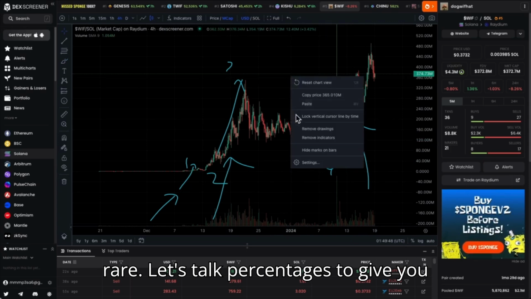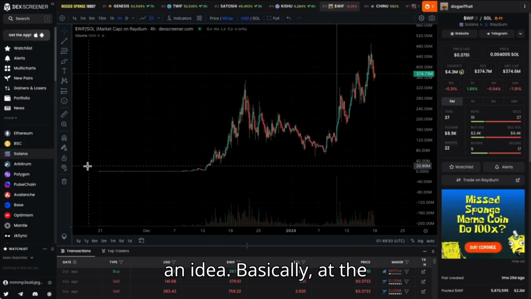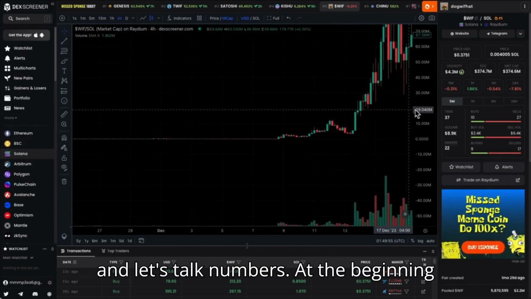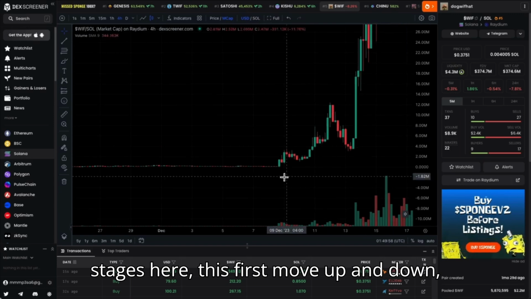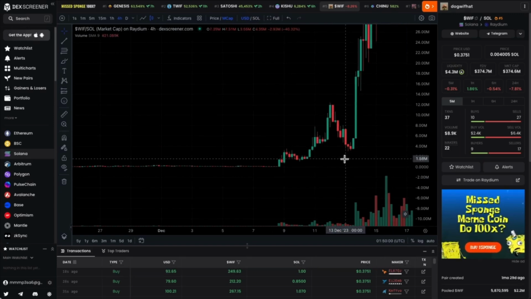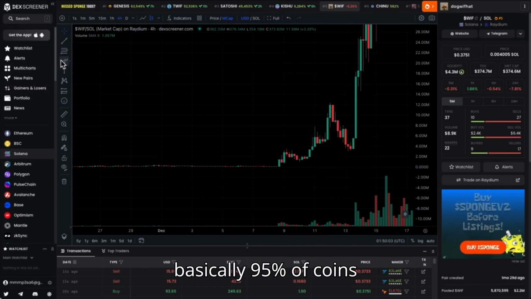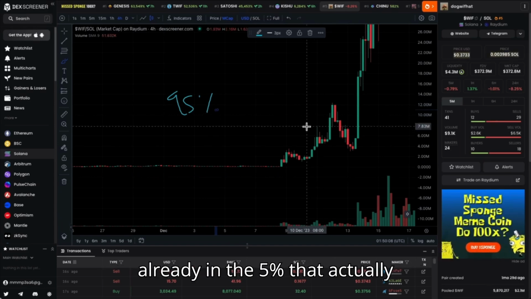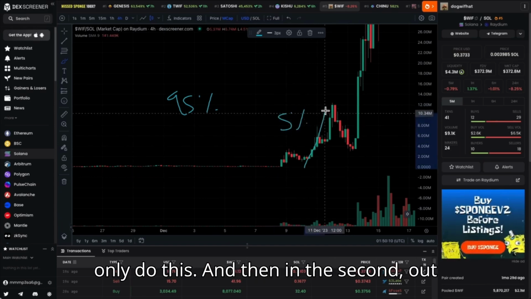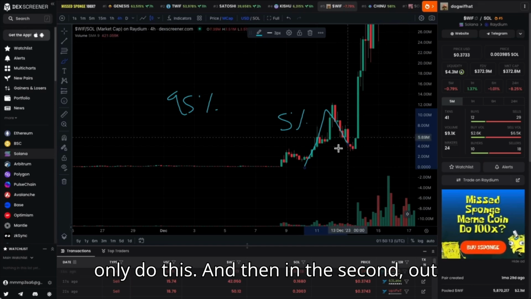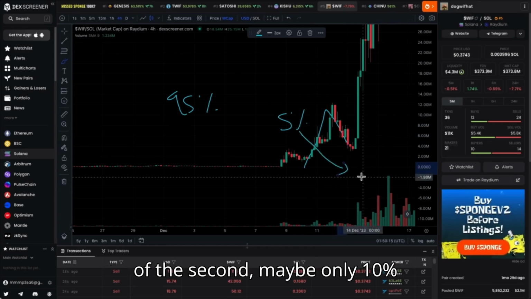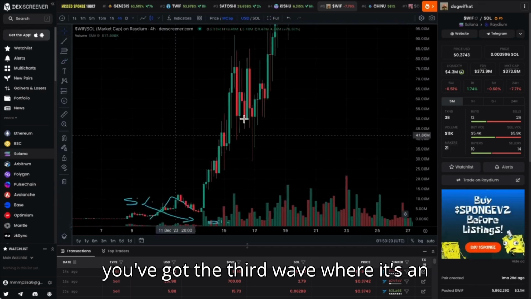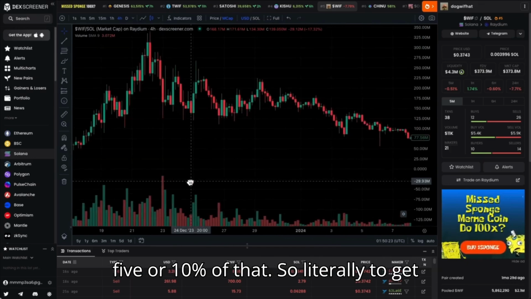So let's talk percentages to give you an idea. At the beginning stages here, this first move up and down, a lot of coins don't do this. So basically 95% of coins never ever do this first move. So you're already in the 5% that actually do this. And then maybe only 10% of those might do the second. And then you've got the third wave where it's an even smaller percentage. It might be only 5 or 10% of that.